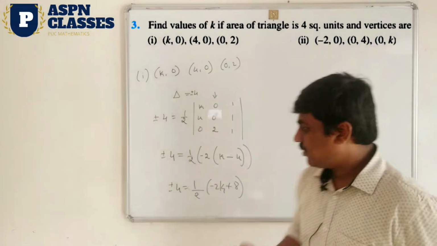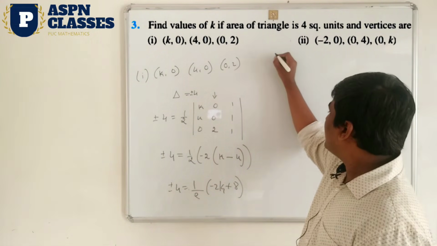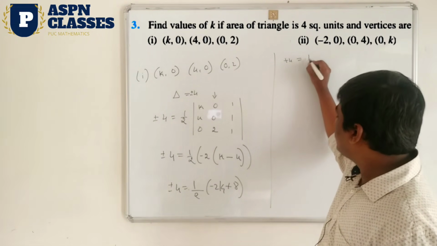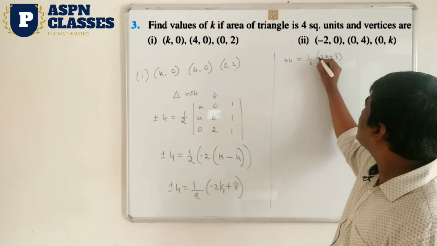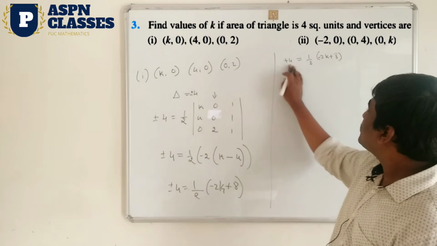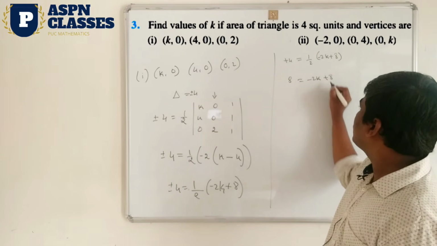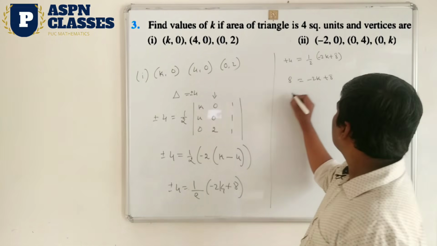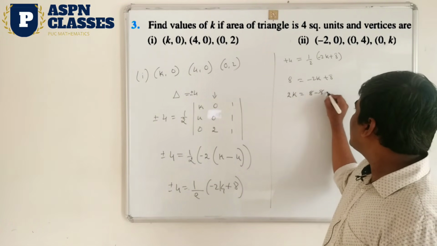Okay, so next step is what? You take out the case 1, and that time plus 4 you have to take. So in that case you write first plus 4. What is the result? 1 by 2 into 2K plus 8. So this is minus 2K. So 2 first you shifted here, it means 8 is the answer, minus 2K plus 8. So minus 2K you take to this side and plus 8 you shift to this side. It means 2K is equal to 8 minus 8. It means you get the answer 0.